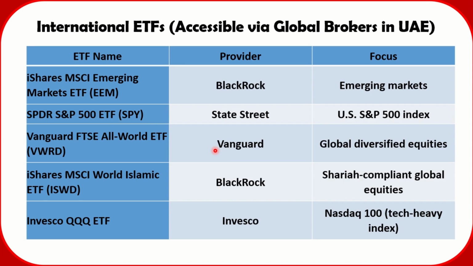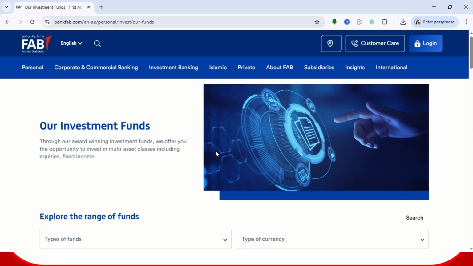Right now I will show you only one bank. This is FAB, which offers mutual funds. In the same way, whatever banks I have discussed in the presentation, you can look at those banks and open accounts for the respective investment. Whatever investment funds are available, look at their fees, and after that you can invest your money.